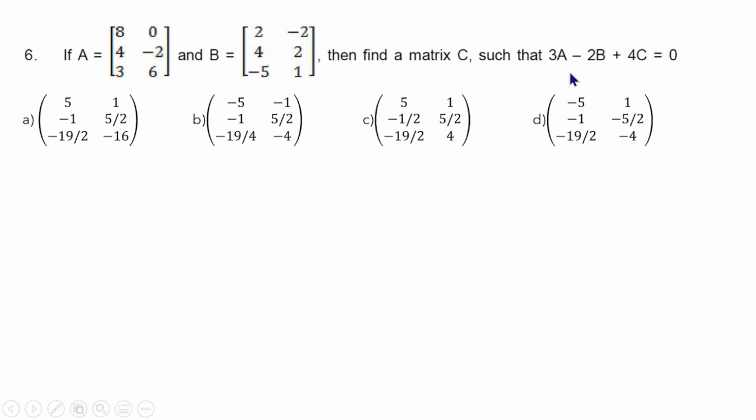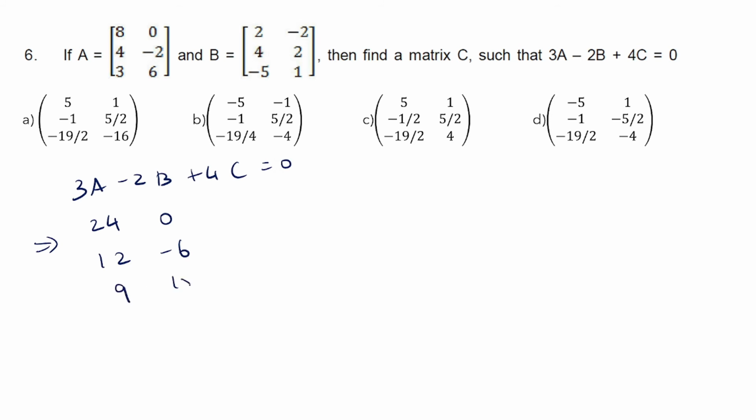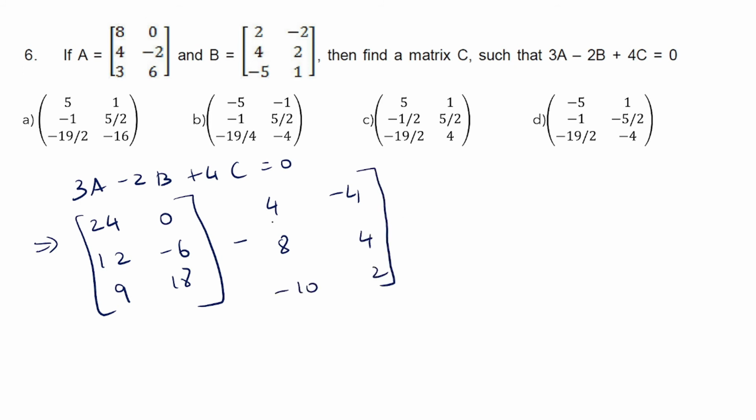So here 3A minus 2B plus 4C equal to 0. It means we need to multiply matrix A by 3. So we get 24, 0, 12, minus 6, 9, 18. Minus 2B is 4, minus 4, 8, 4, minus 10, 2. Plus 4C, this is equal to 0.